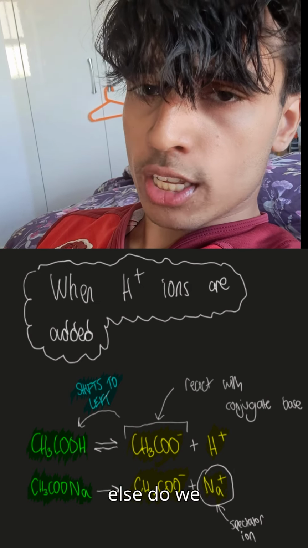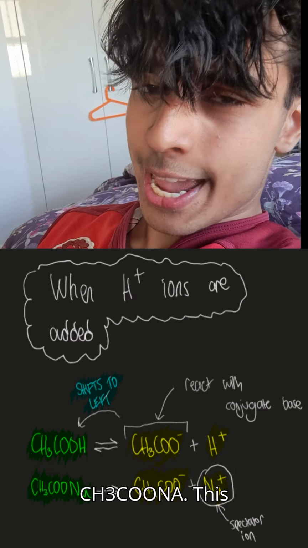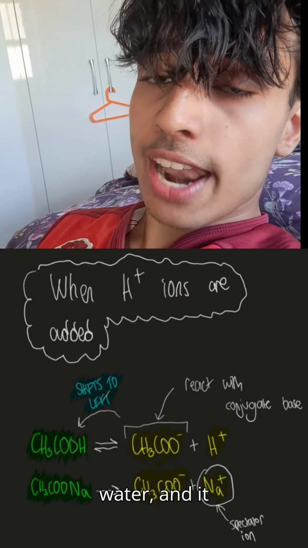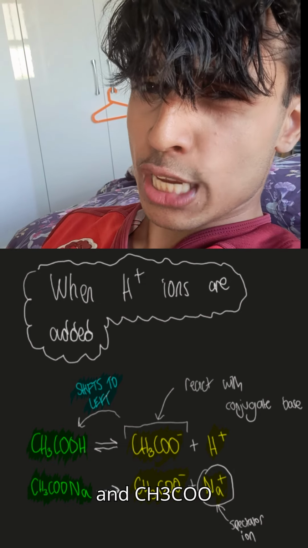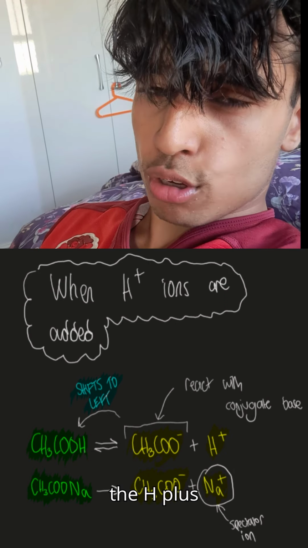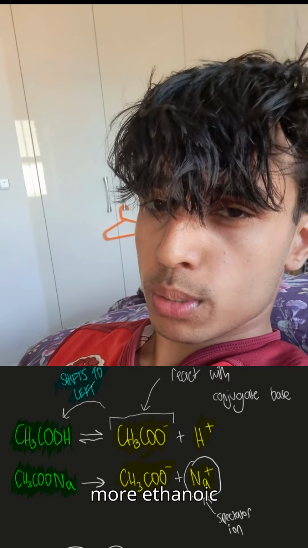Okay, so what else do we have? We have a salt. Let's say we have sodium ethanoate, CH3COONa. This completely deionizes when dissolved in water, and it forms Na+ and CH3COO-. So what happens when we react this with H+? So the H+ reacts with the CH3COO-, which is the conjugate base, and it forms more ethanoic acid.